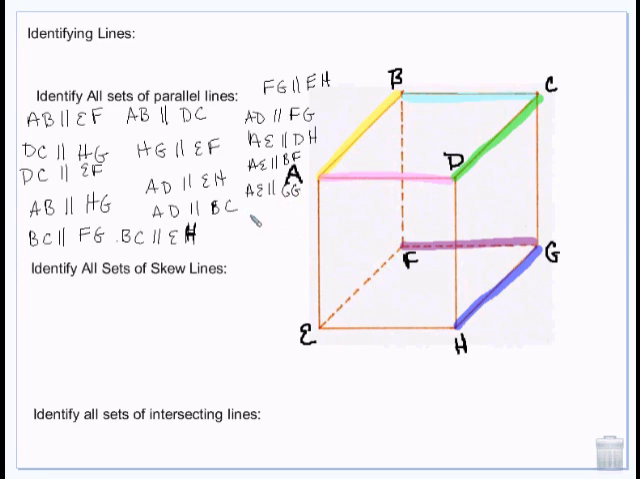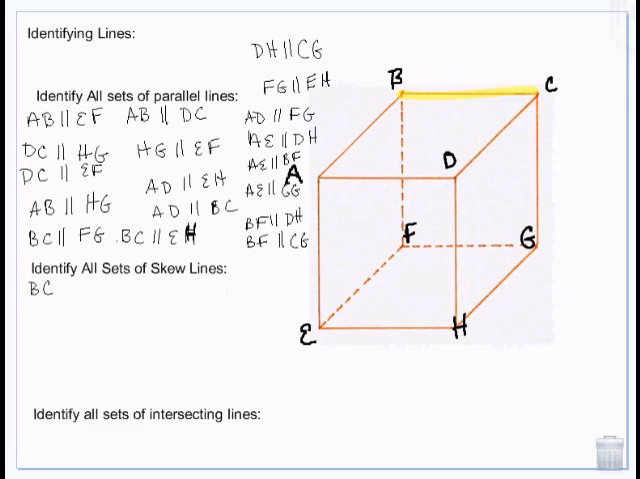Okay, so I did the AEs. If I do BF, I've already got BF is to AE, so I need DH and CG. Okay. If I do DH, I've already got BF, I've already got AE, so all that's left is CG. And then if I take CG, I've already got AE, BF, and DH, so I'm done. These are all of the possible pairs of parallels. This is every single one of them.